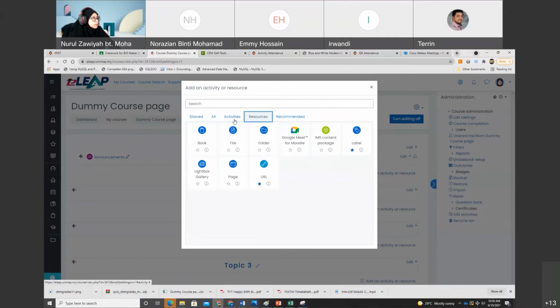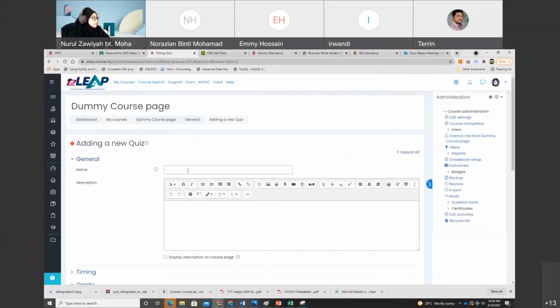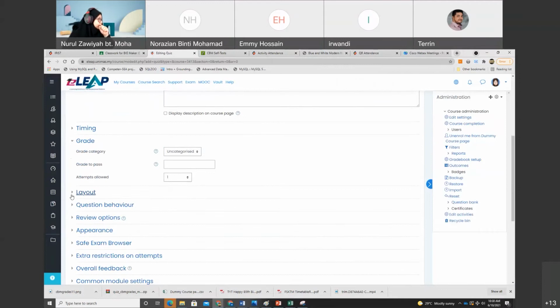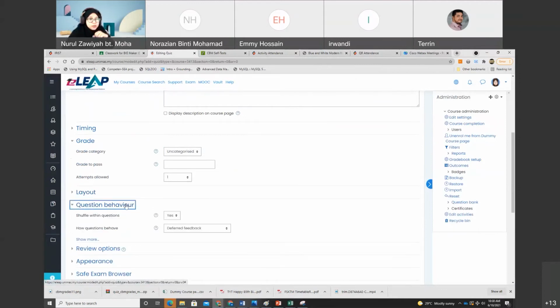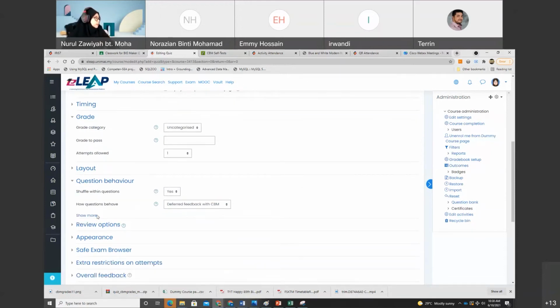Find quiz. Let's name it CBM quiz. The CBM setup is in the settings, under question behavior. Because the default is deferred feedback, we did not notice that there is deferred feedback with CBM. So you can choose this one or immediate feedback with CBM. So let's use deferred feedback with CBM.